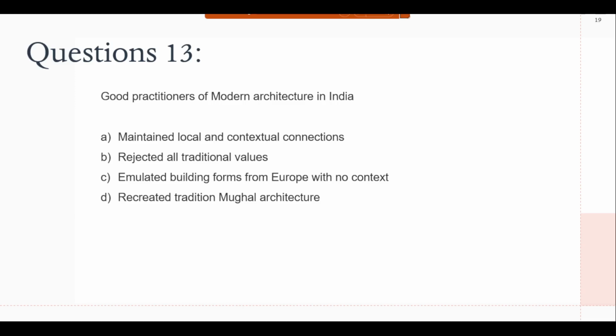Question number 13. The good practitioners of modern architecture in India maintained local and contextual connections, rejected all traditional values, emulated building forms from Europe with no context, or recreated traditional Mughal architecture. Maintain local and contextual connections. Correct. So none of the practitioners of modern architecture have recreated traditional Mughal architecture, right? Yes.